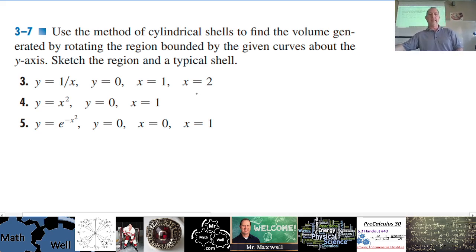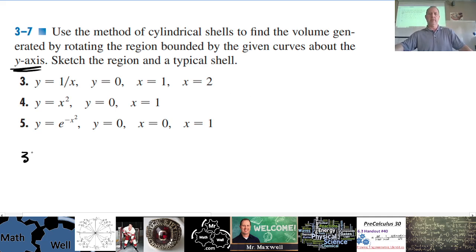All right, so number 3, this doesn't give us a diagram, but instead it just gives us a listing of boundaries and some instructions. So use the cylindrical shell method to find the volume generated by rotating the region bounded by the given curves about the y-axis. Sketch the region and a typical shell. Okay, so for number 3, let's just focus on one thing at a time here.